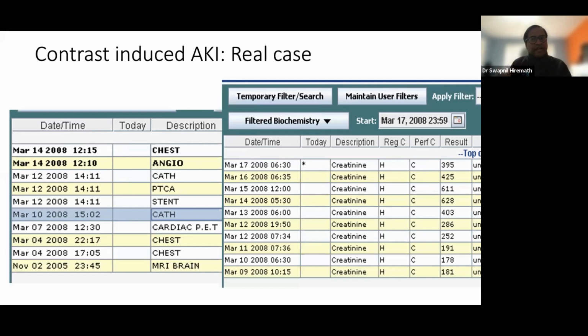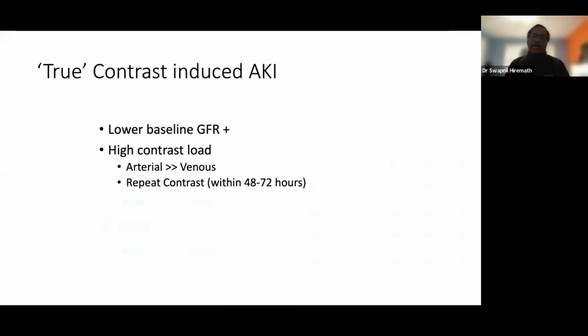Now, what you see at the end is that creatinine is actually going down to 425 and 395. This is very common: in contrast-induced AKI, the kidney recovers, right? All you need is for that contrast to pass through, and in a few days, the kidney recovers. So in my opinion, true contrast-induced AKI is often seen in people who have a lower baseline GFR, who get a high contrast load, so arterial is way more than venous, and repeat contrast, like the patient I showed, within 48 to 72 hours.